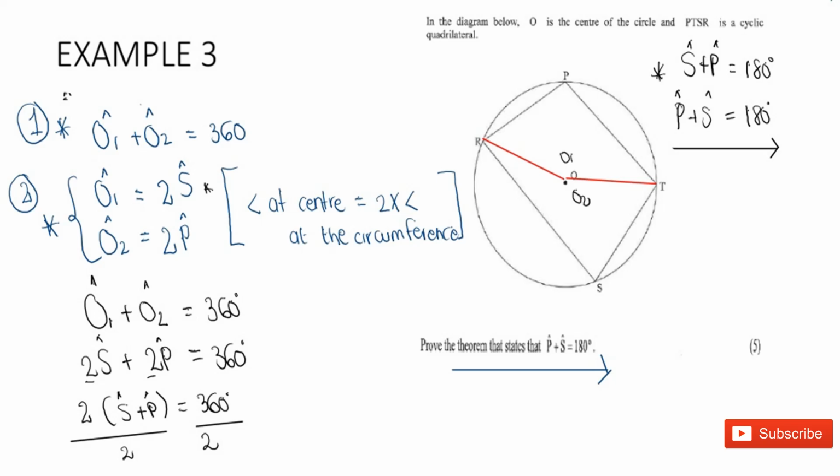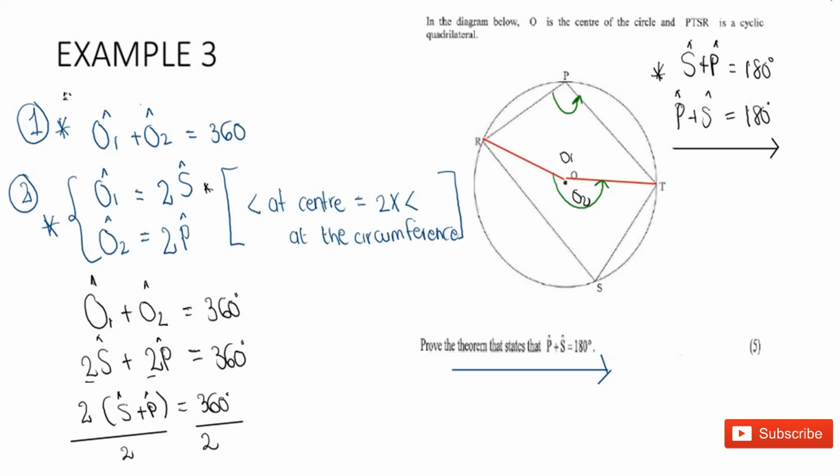And then from there, we could remember, or we could think of a theorem that spoke about an angle at the center and the angle at the circumference, right? We saw that we've got an angle at the center, which is O2, and we've got an angle at the circumference, which is P. So that angle at the center is going to be equal to 2 times the angle at the circumference, right?